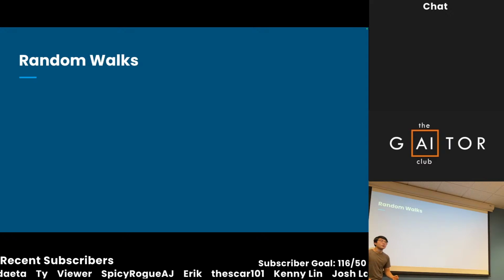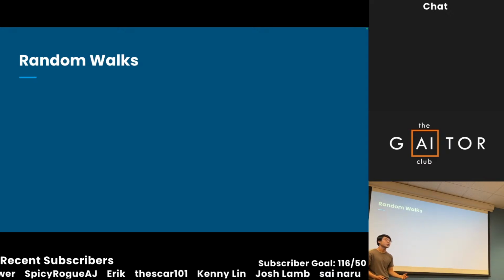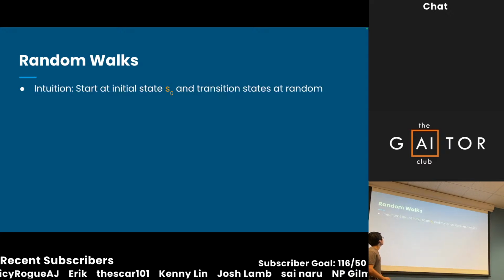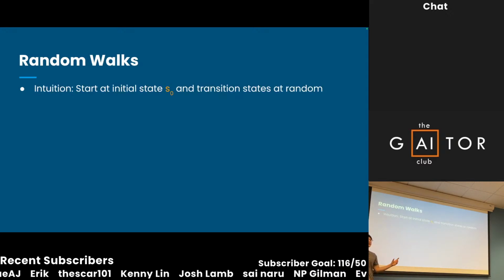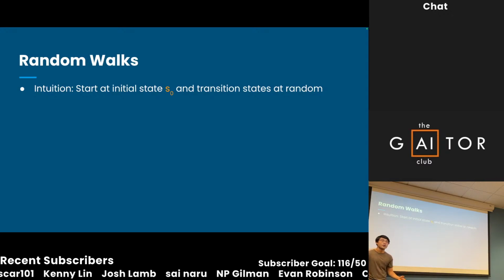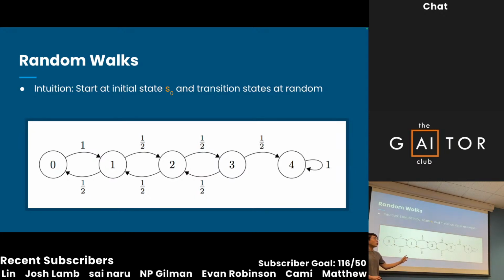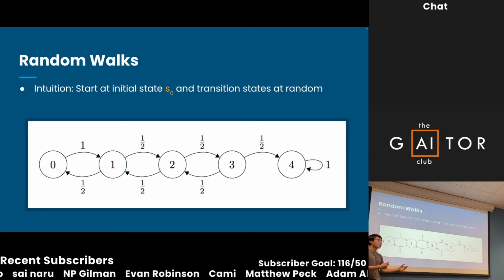Now we're going to talk about random walks, which is just a random walk along a Markov chain. Essentially, we're going to start at the start state, call it S0, and we're going to transition states at random according to the Markov chain. So can someone name any random walk on this Markov chain? When we have a random walk, we have an associated length, but you can choose any length you want.